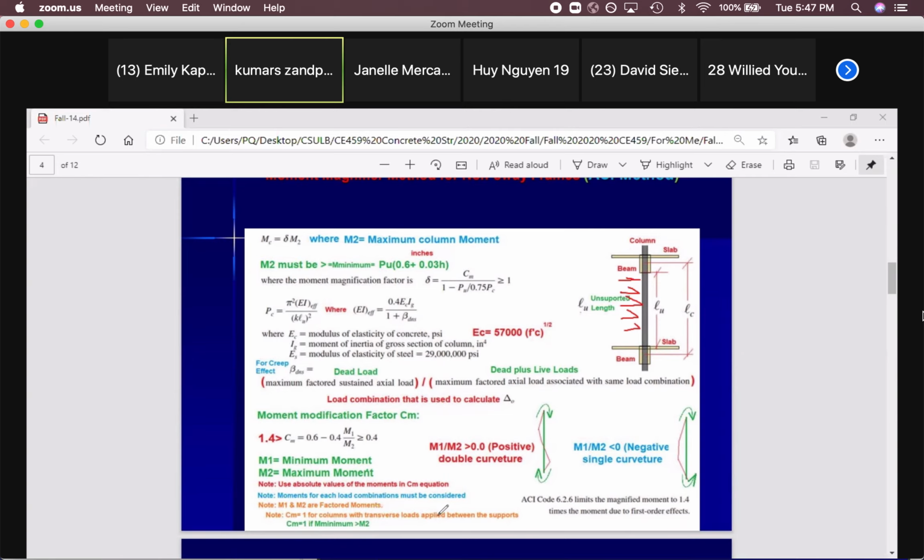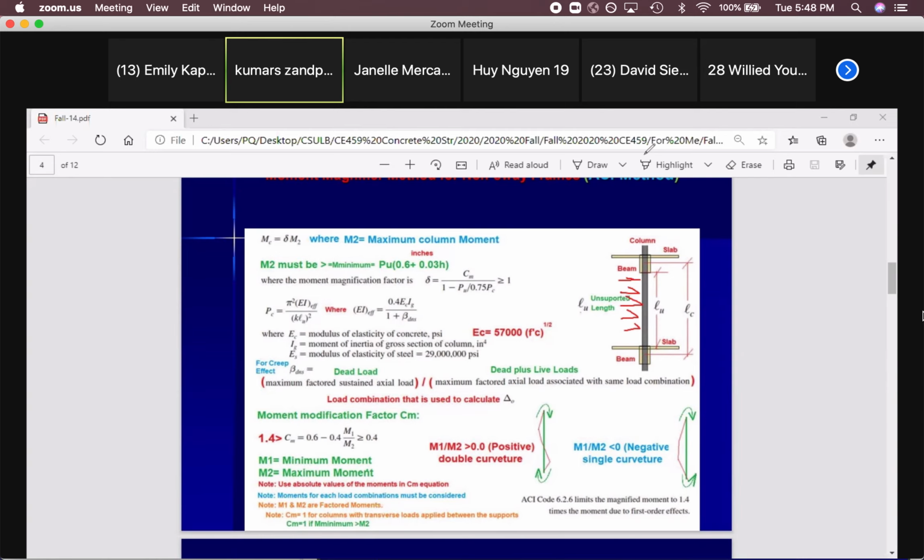Pay attention. These are important. If you calculate the minimum M, and this moment is greater than M2, in this case, Cm is equal to 1 again. Just remember. So if you calculate M minimum and it is greater than M2, you don't need to calculate Cm. Consider Cm equal to 1.